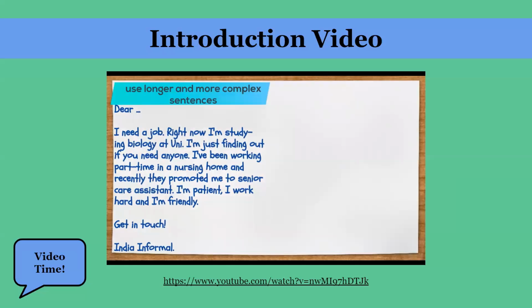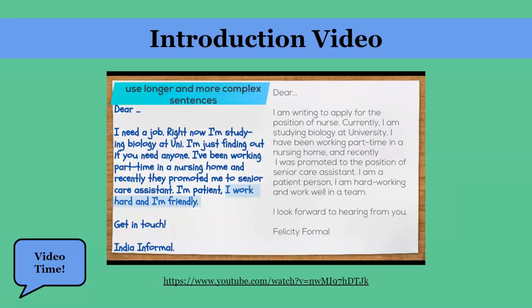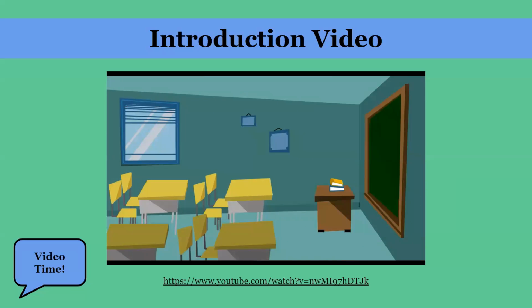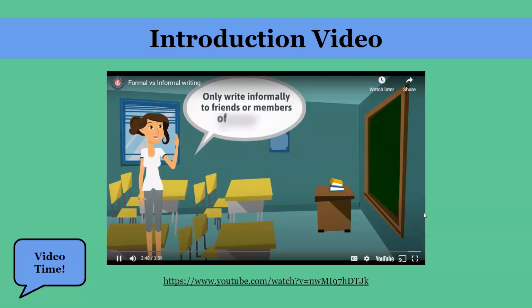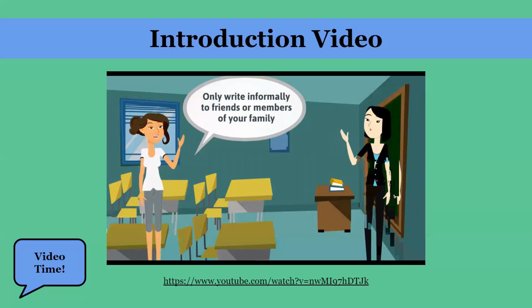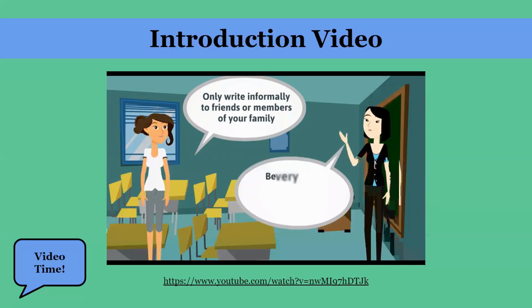We use shorter sentences in informal language such as I work hard and I'm friendly. It's better to use longer complex sentences. I'm hardworking and I work well in a team. So remember, only write informally to friends or members of your family, and be very formal when you write to people that you do not know at all.